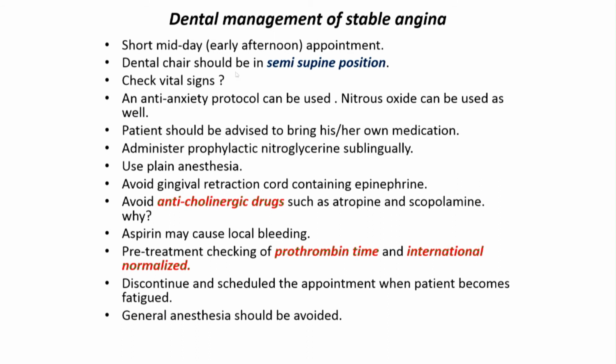Use plain anesthesia. Plain anesthesia here means anesthesia without vasoconstrictor, because the vasoconstrictor usually used in local anesthesia, adrenaline or not adrenaline, may affect the heart. So it is better to use anesthesia without vasoconstrictor. Avoid gingival retraction cord containing epinephrine, because epinephrine might be absorbed through the gingiva and may also affect the heart.